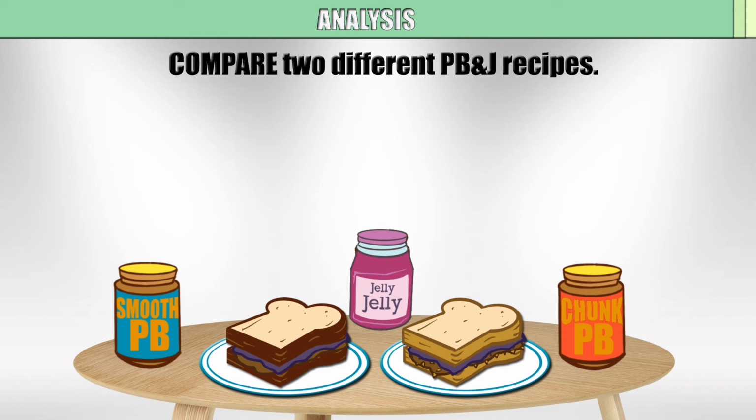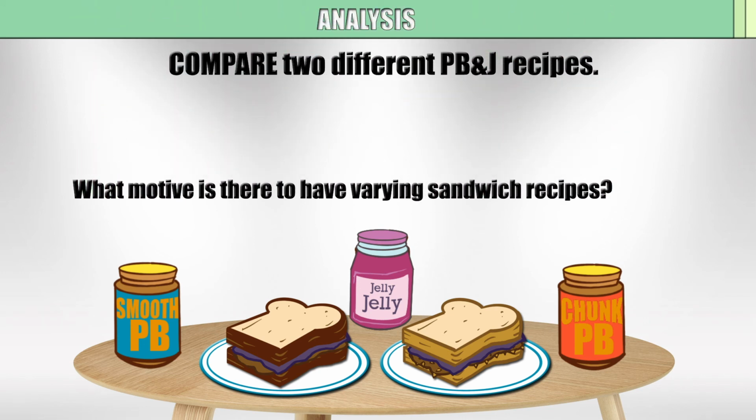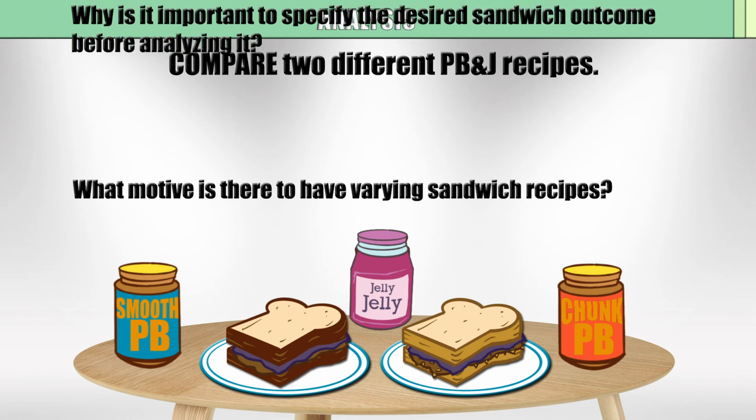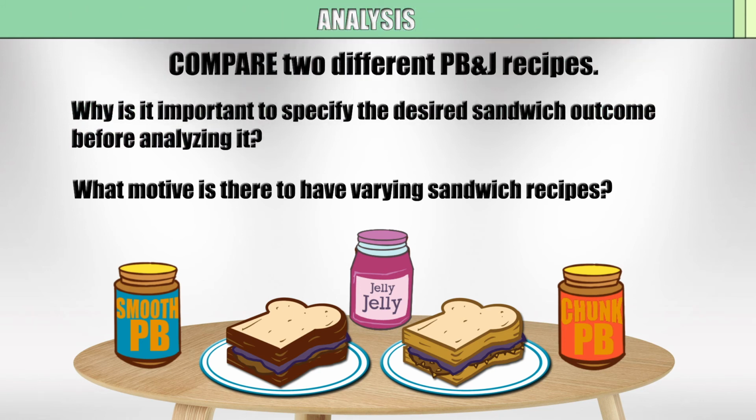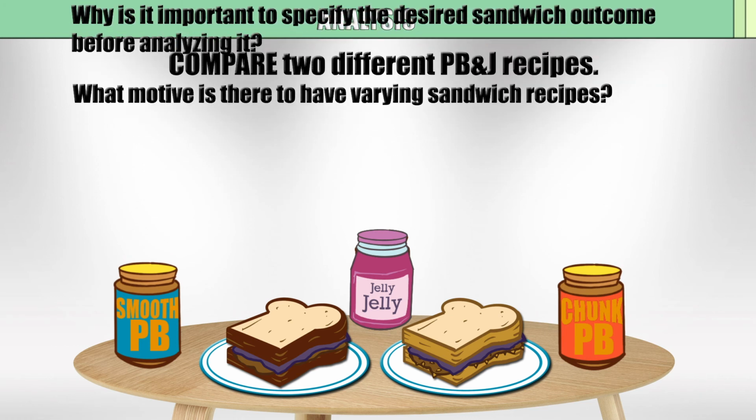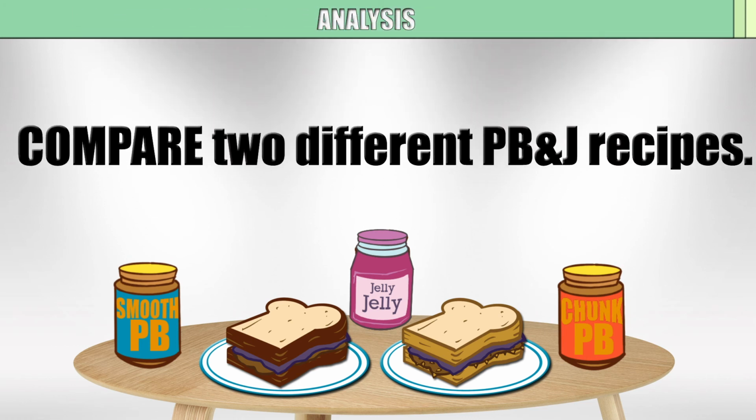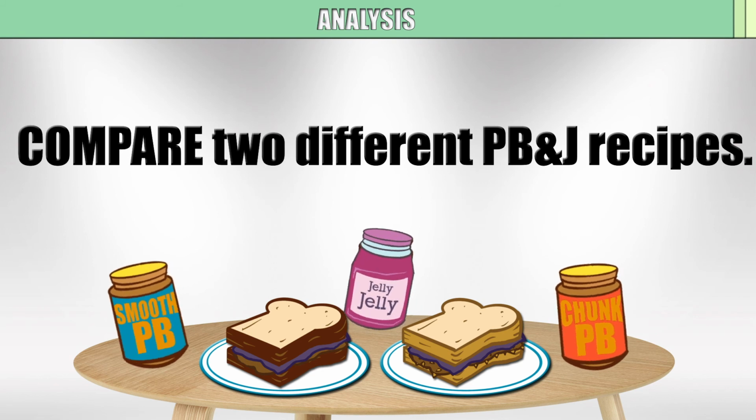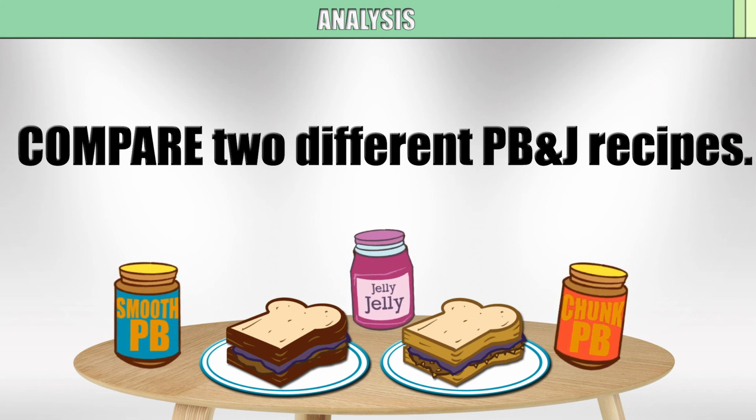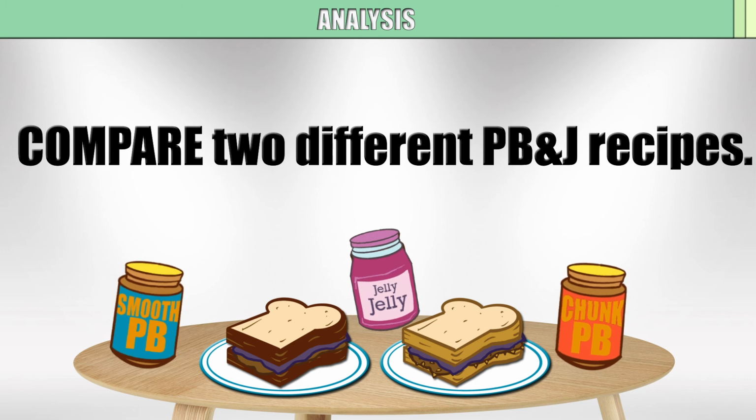The facilitator could ask these follow-up questions. What motive is there to have varying sandwich recipes? Why is it important to specify the desired sandwich outcome before analyzing it? If there is no goal, any response is fine. Because a sandwich has such a wide definition of possible outcomes, context is everything when comparisons are made. Students are able to think about relationships and explore details of the parts that make up the whole when analyzing a subject.